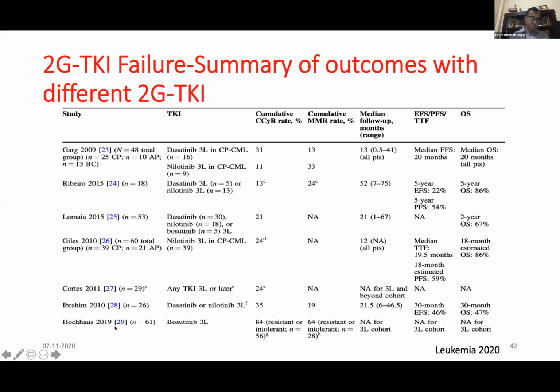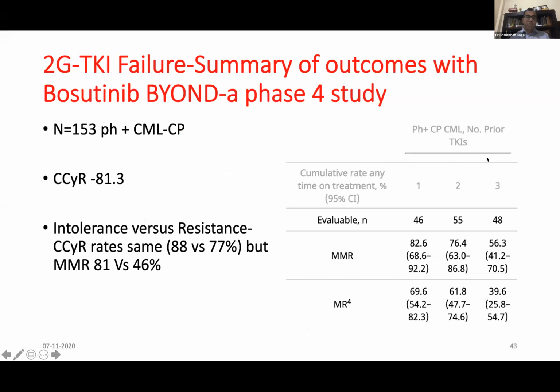This is one publication where bosutinib was used as a third line, and these patients had higher rates of CCyR, 84% and 64%, and let's see what this study was. This study was the BYOND study. This has been presented in abstract form. Full text is not available as of now.